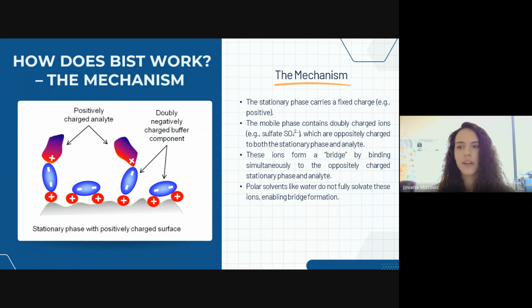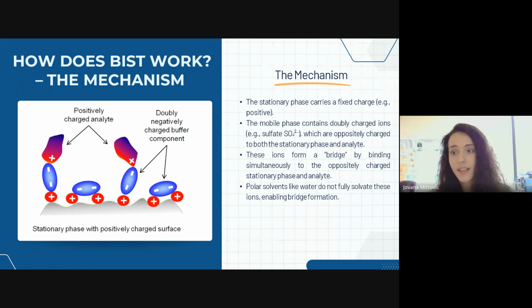So how exactly does BIST work? Let's take a closer look at the mechanism. Imagine a stationary phase that carries a fixed positive charge. Now, consider a positively charged analyte. Under traditional ion exchange conditions, or let's say ion exclusion, this analyte would be repelled by the stationary phase due to like charges, resulting in no retention.